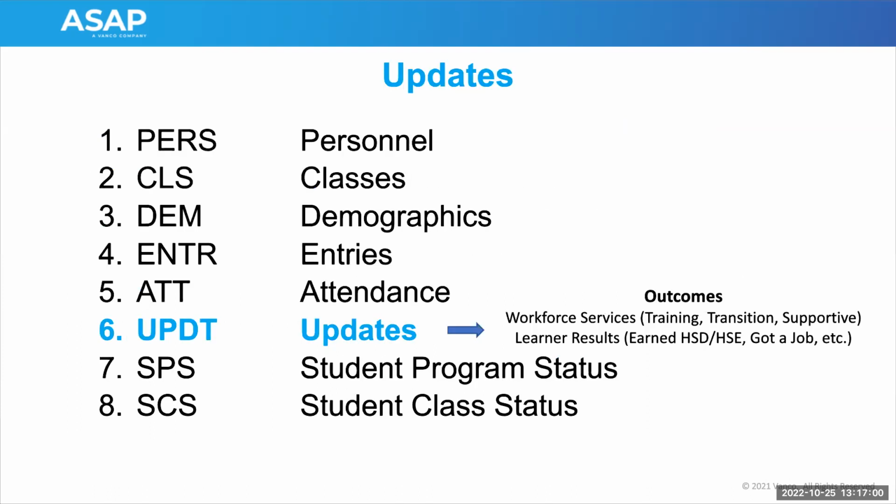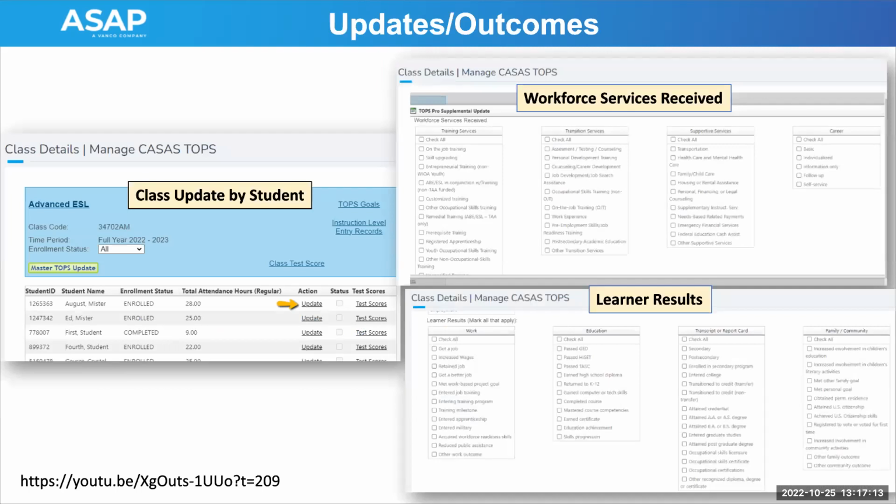All right, and then finally your outcomes. So those are your workforce services and the learner results. At the end of the term, you want to make sure that your teachers are going into this Manage CASAS TOPS page. And again, to navigate to that, I have the YouTube link at the bottom here. You're going to go to the updates and identify specific workforce services received.